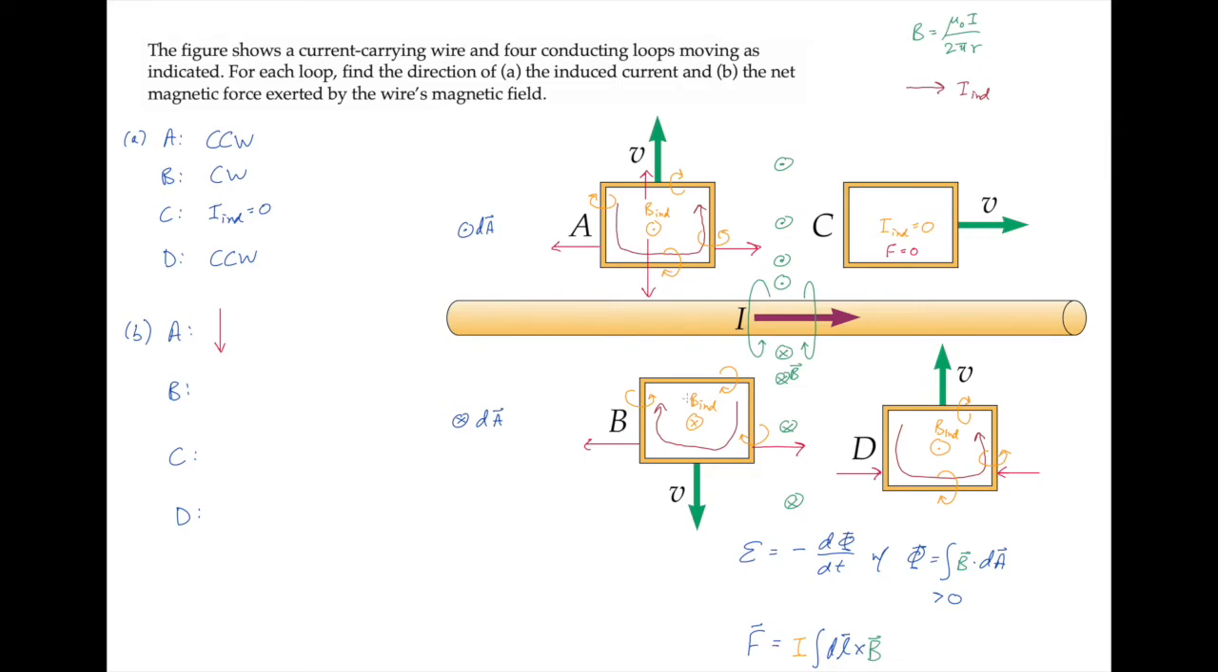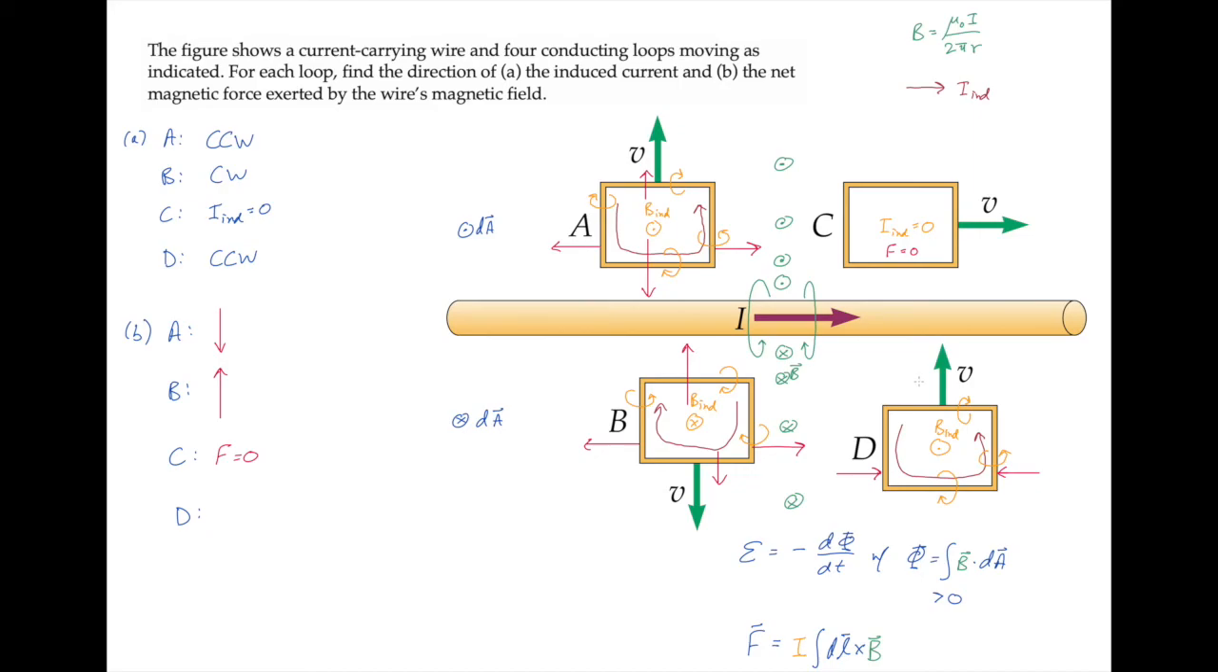We can make the same calculation for loop B. On the horizontal leg closest to the wire, the induced current is directed to the right. The magnetic field is into the screen, so the cross product gives us a force towards the wire. On the horizontal leg farthest from the wire, the magnetic field is weaker, so the magnetic force is weaker, and the cross product gives us a force away from the wire. The net force then is towards the wire, giving us an acceleration opposite the velocity in accordance with Lenz's law. For loop C, there's no induced current, so there's no magnetic force.